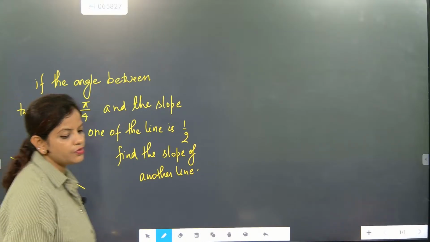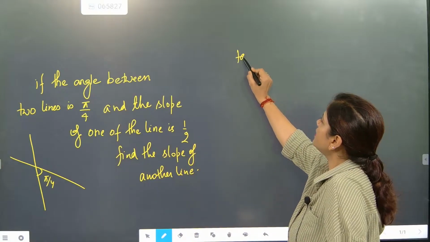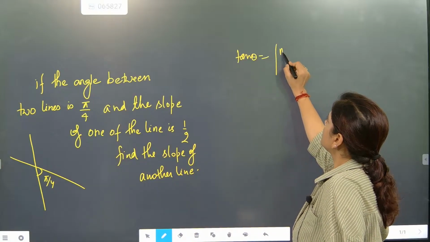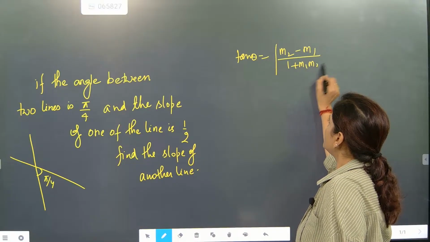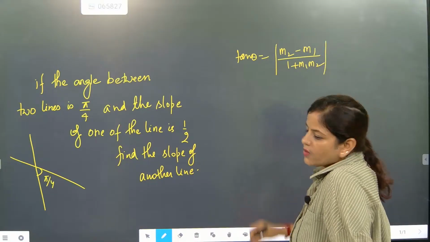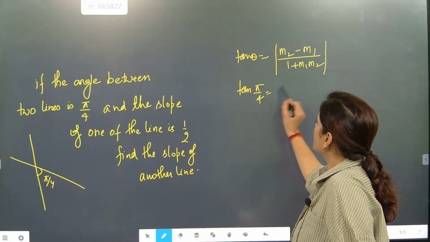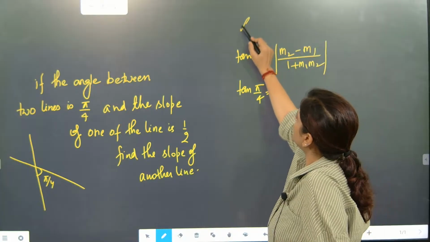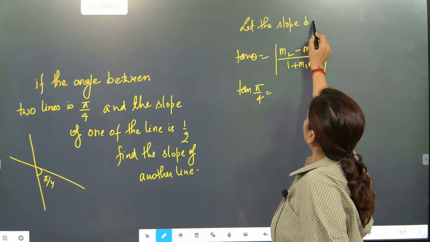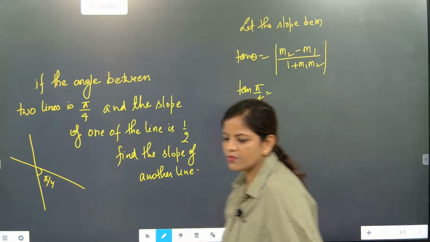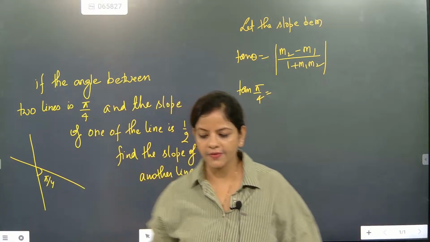So what we are going to do, angle is given already. So we are going to say that tan theta is equal to (m2 minus m1) by (1 plus m1 into m2). Instead of theta, what is given? Pi by 4. Now one of the slopes, let the slope be m. One of the slopes is taken as m.